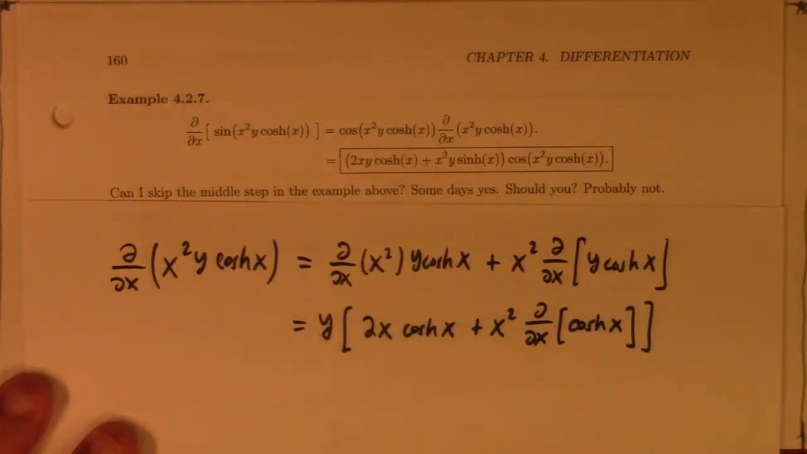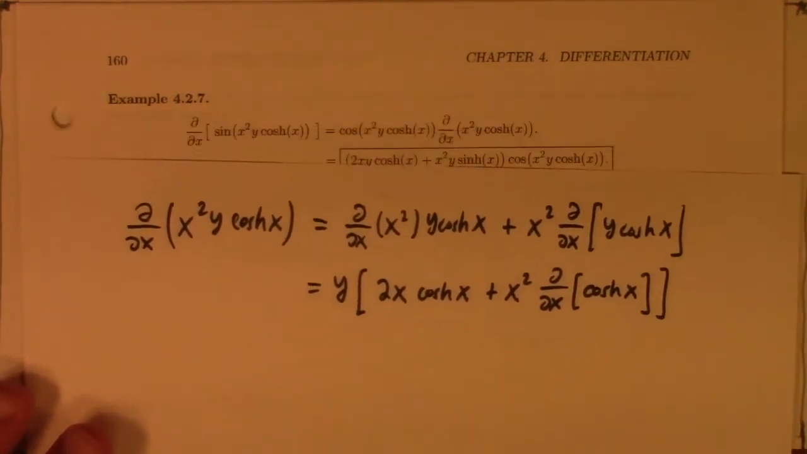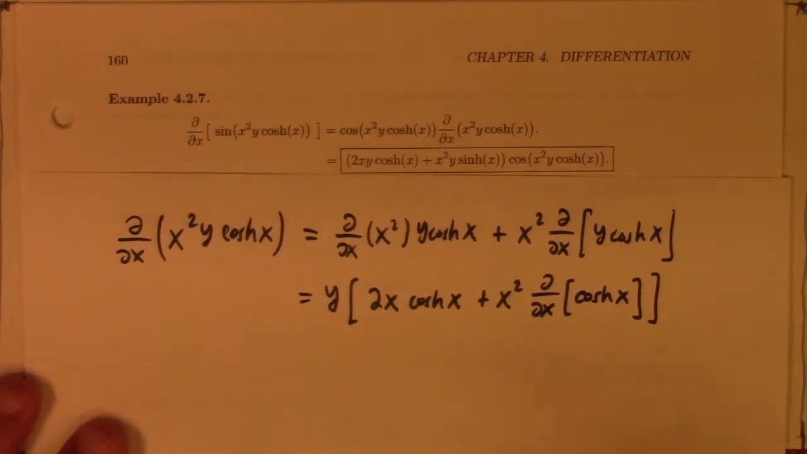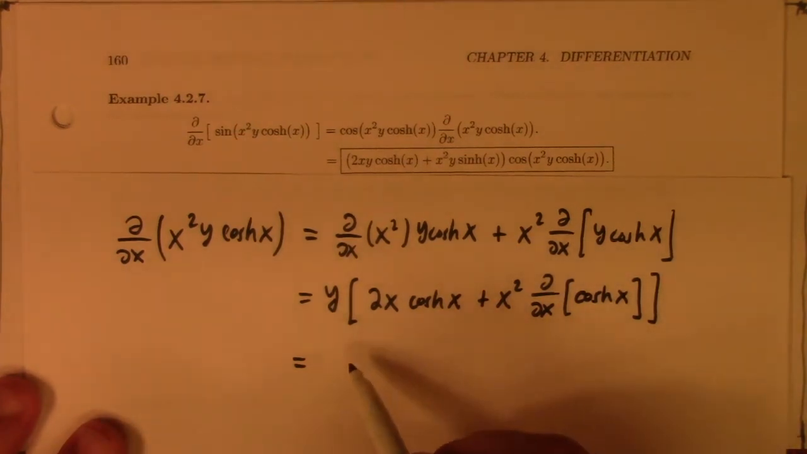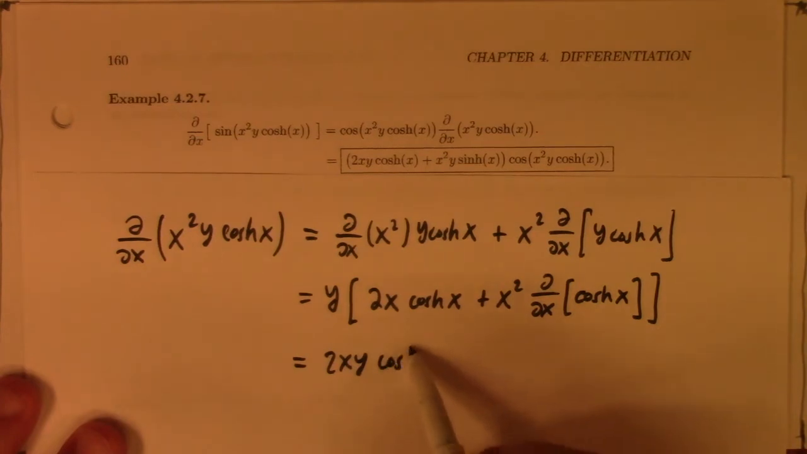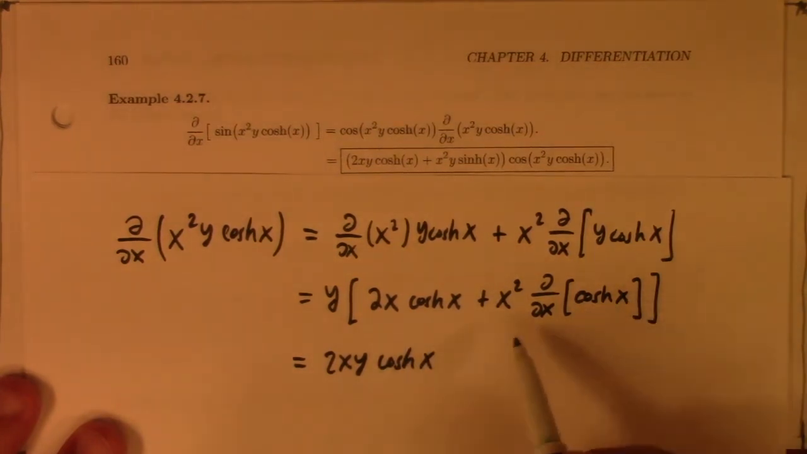Cosh x is the hyperbolic cosine. You may or may not have seen that before. I'm not sure if you guys have that in your curriculum or not. If you don't, it's unfortunate. Everybody should know about hyperbolic sine and cosine. So this is 2xy cosh x plus x squared y, I'm multiplying that back through, sinh x.